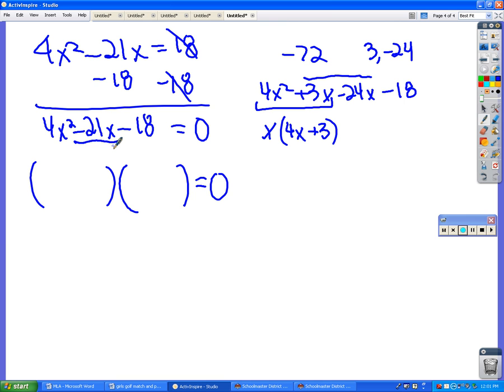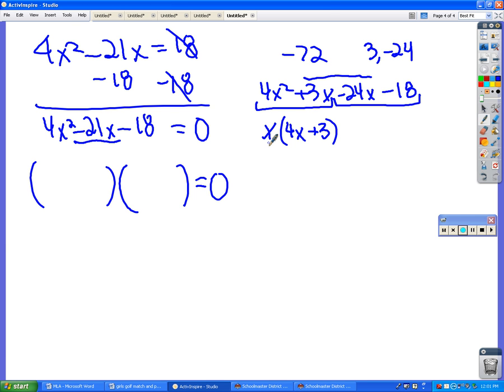Okay, so once I have that broken down, now I'm going to look at it as two separate pieces. 4x squared plus 3x and negative 24x minus 18. Okay? So I'm only messing with the 4x squared and the 3x right now. And what I noticed is nothing goes into 4 and 3 evenly. So I can't take out a number. But this has an x squared and this has an x. So since they each have at least an x, I can take an x out. I know that's a lot.